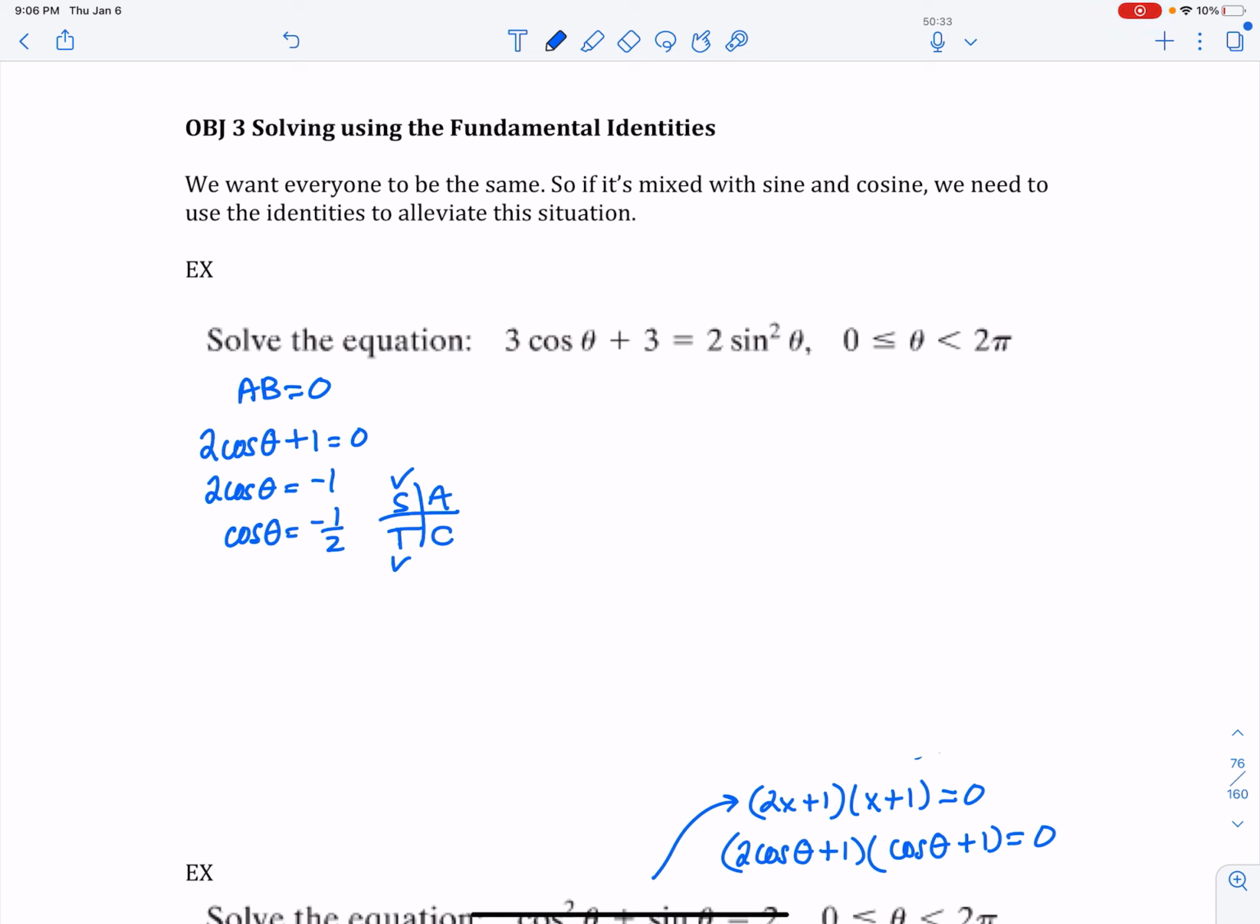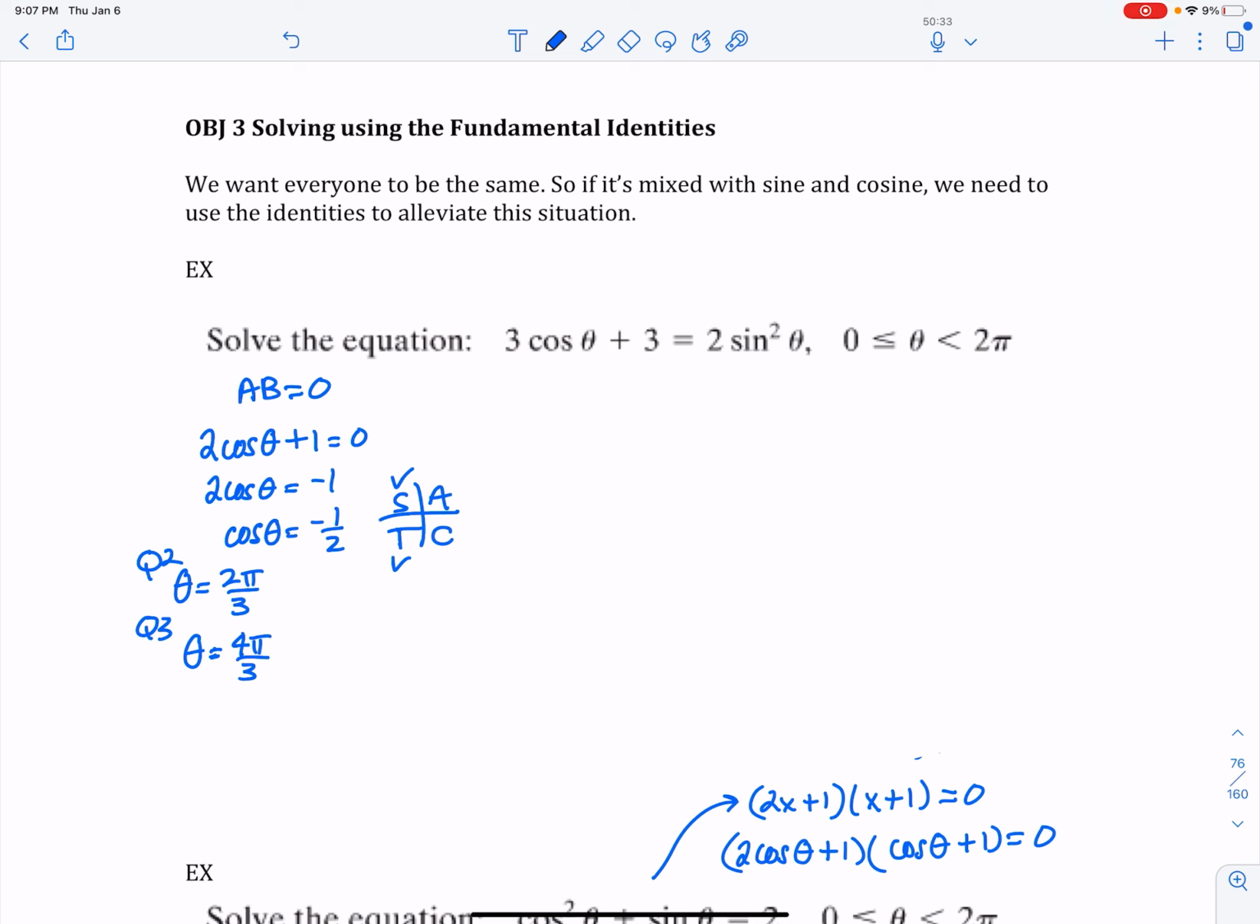So in quadrant 1, if I use a triangle, theta is going to be 60 degrees. So that's pi over 3. So if I move that to quadrant 2, that's going to be 2 pi over 3, and that's quadrant 2. And in quadrant 3, theta is going to equal 4 pi over 3. So these are my values where cosine equals negative 1/2.